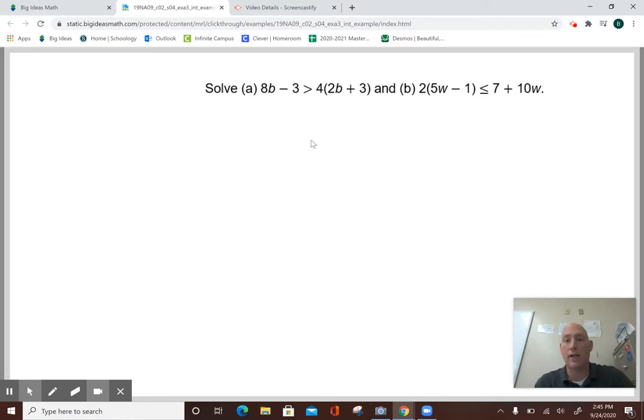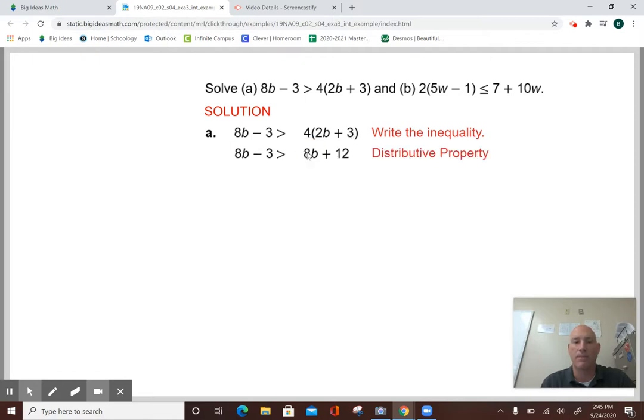So now let's look at A. 8b minus 3 is greater than 4 parentheses 2b plus 3. Well, if I was following my steps, I look for distribution. I know I've got some because I see the parentheses. So I have to distribute this 4 to the 2b and to the 3. So we end up with 8b plus 12.